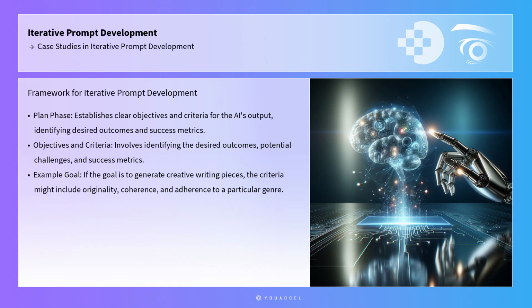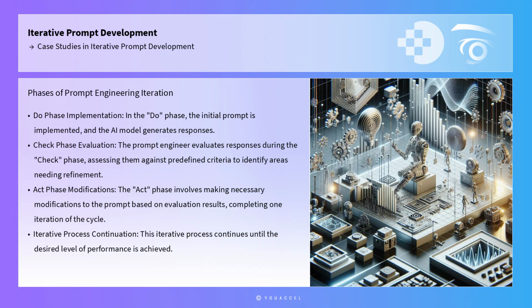In the Do phase, the initial prompt is implemented, and the AI model generates responses. The prompt engineer then evaluates these responses during the Check phase, assessing them against the predefined criteria. This evaluation helps identify areas where the prompt may need refinement, such as clarifying ambiguous instructions or addressing any biases in the responses. The Act phase involves making the necessary modifications to the prompt based on the evaluation results, thus completing one iteration of the cycle. This iterative process continues until the desired level of performance is achieved.